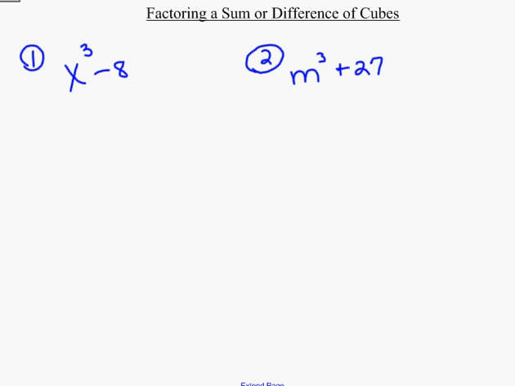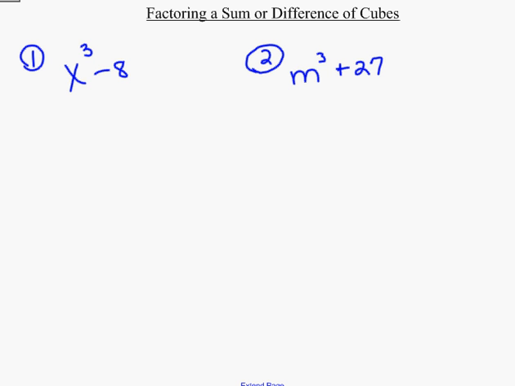A perfect cube number is a number, or a variable in this case, that factors to 3 identical factors. X cubed is a perfect cube because it is x times x times x. When I take the cubic root, I get just x. 8 is a perfect cube because it factors to 2 times 2 times 2. Again, that is 3 identical factors, so that means the cubic root of 8 is 2.